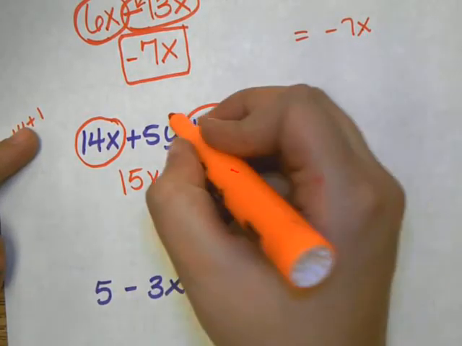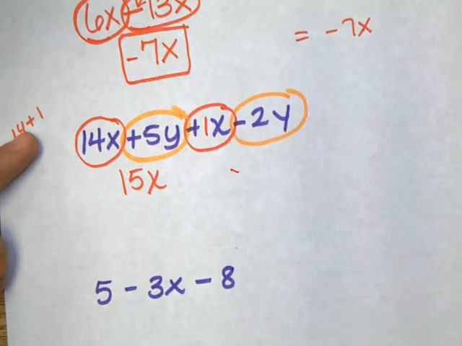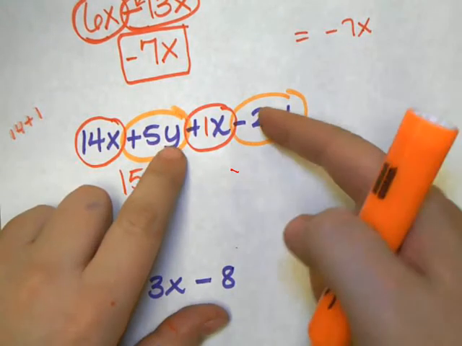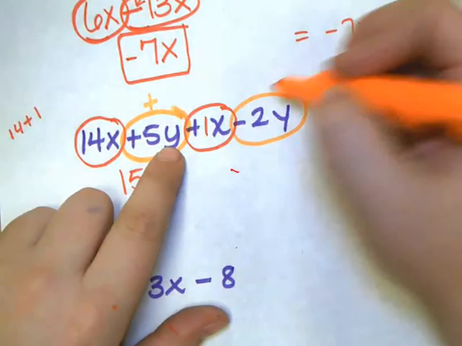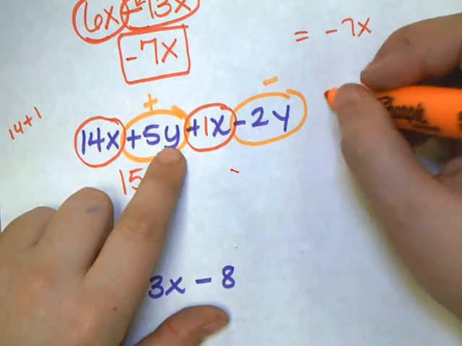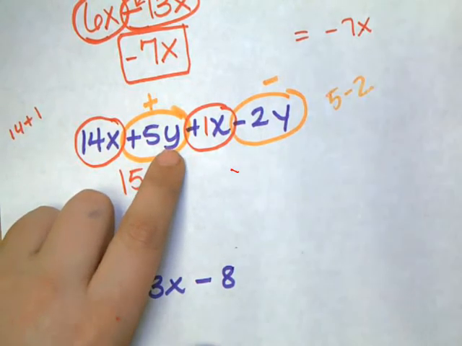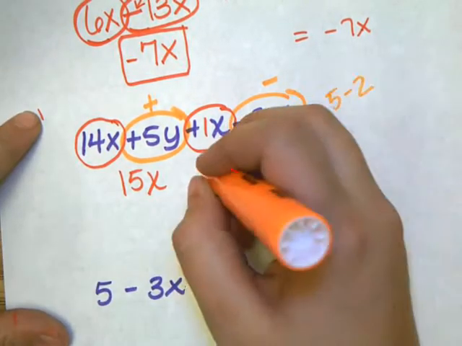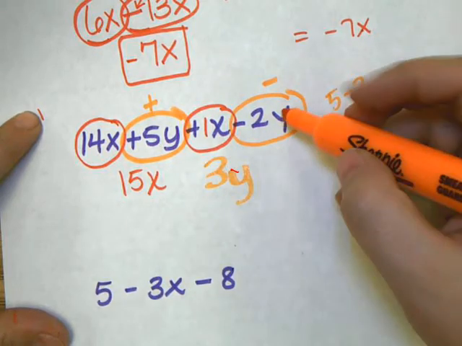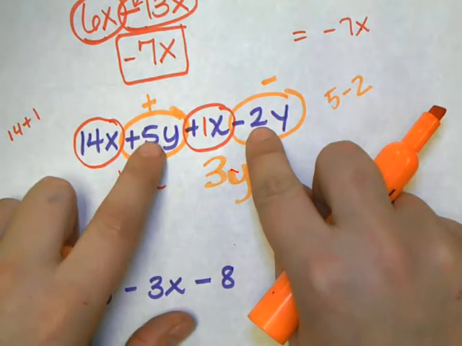Then we can combine the negative 2y with the positive 5y because they both have y's. So these are different. This is positive and this one's negative. They're different, so we subtract. 5 take away 2 is 3y.